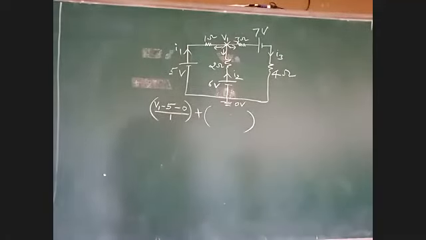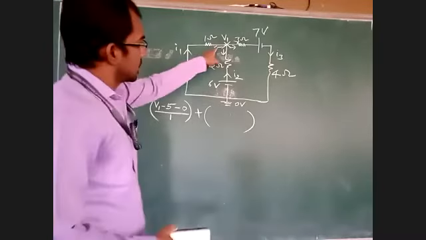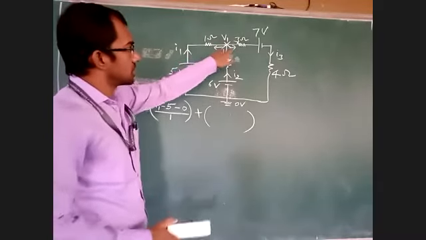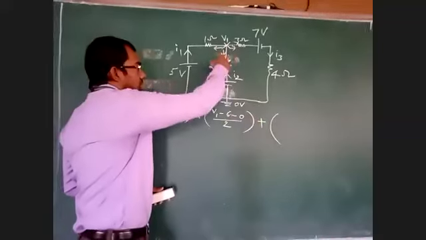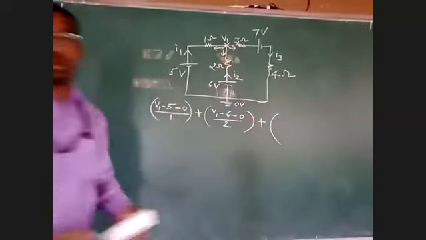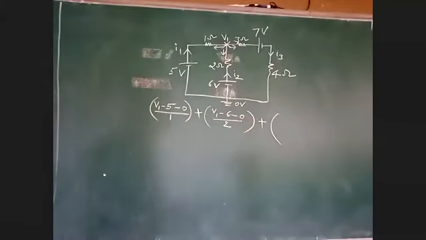See the arrow. We have to see the assumed arrows, this one and this one. While writing node voltage: V1 minus 6 minus 0 by 2. Why am I taking plus here? All arrows are plus ones, leaving from the node, so the numerator is taken positive.